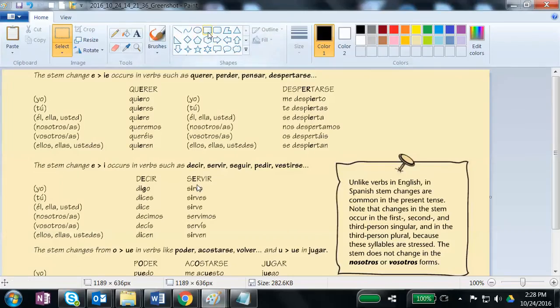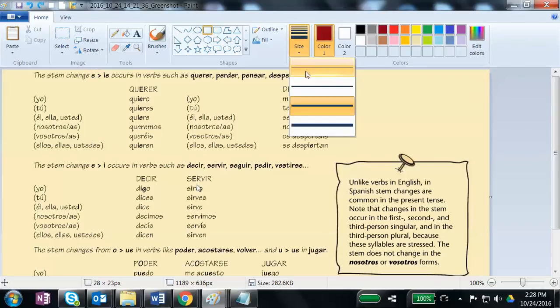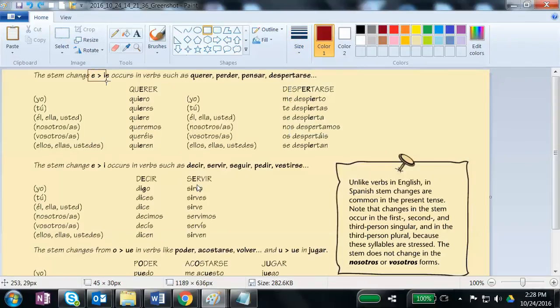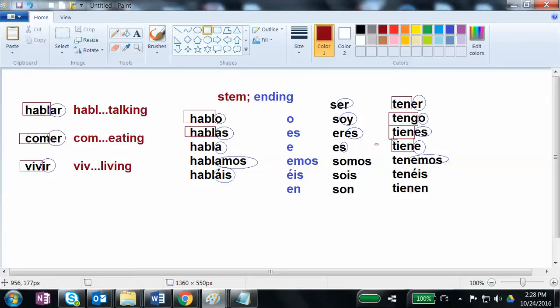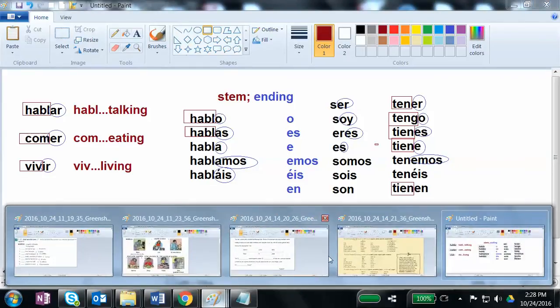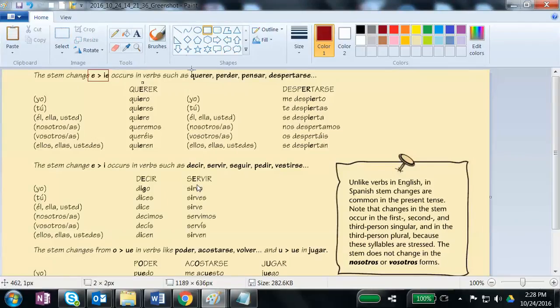Okay, so one type of stem changing verb are called E to IEs, and that's kind of like our tener. If you looked at tener, it has an E, the stem is an E, but sometimes its stem is an IE, right? Instead of just a plain E.